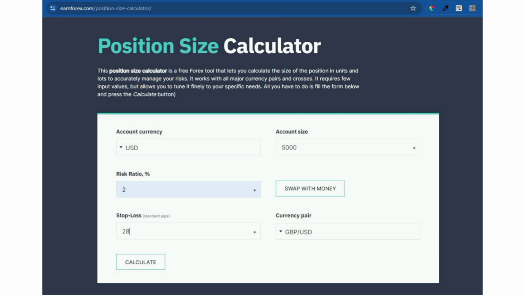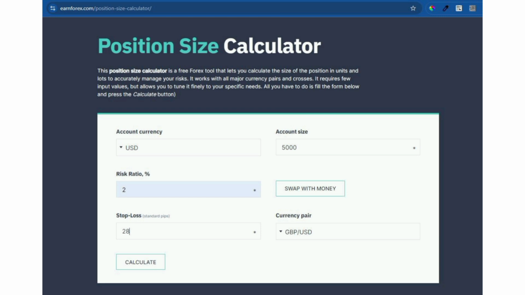Once you put the risk ratio, for me I've put 2%, you would go down to stop loss. The stop loss is where you input the number of pips that you must have calculated. When you go to your trade setup and identify the number of pips, whatever you get is what you will put on the stop loss on the position size calculator. For me, I assume I have 28 pips as my number of pips. That's why I wrote 28 there.